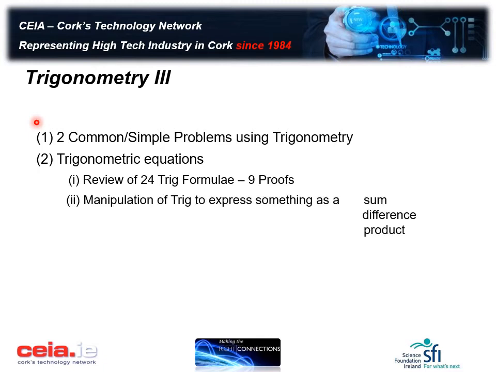And then there's the more general manipulation of trigonometric equations to express something as a sum, a difference, or a product, and we look at 1 or 2 examples of those. Next, then there's trigonometric identities. That's using your trigonometric equations to prove that something equals something else. So it's about converting something in one form to something in another form using the 24 trigonometric formulae in your maths tables.